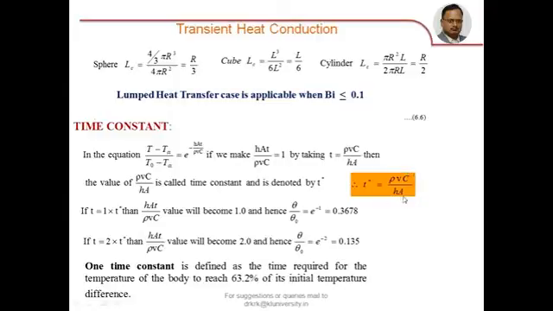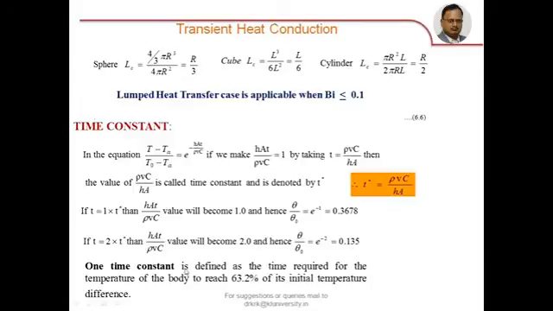So 1 time constant is 1 rho VC by HA seconds. So if you make T equal to 1 time constant, 1 rho VC by HA, then HA by rho VC cancels, and you will get e power minus 1. If the time you have chosen is 2 time constants, then in the place of T, you have to substitute 2 T star. And what is T star? Rho VC by HA. 2 times rho VC by HA, this becomes e power minus 2.